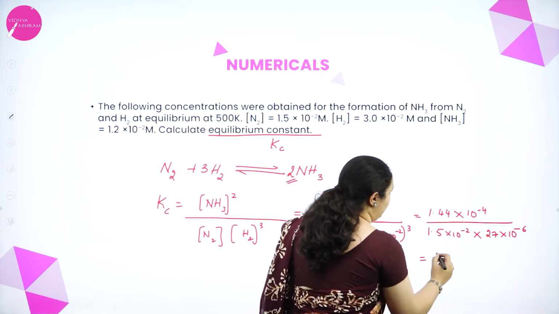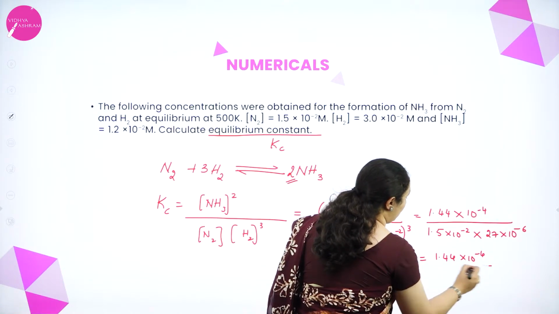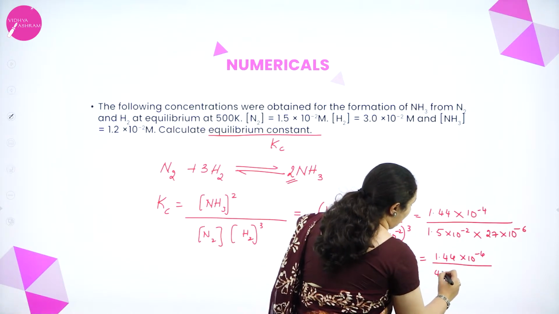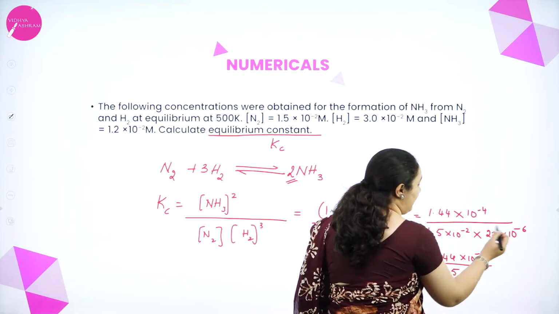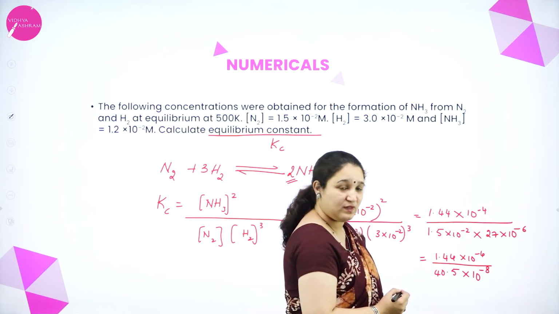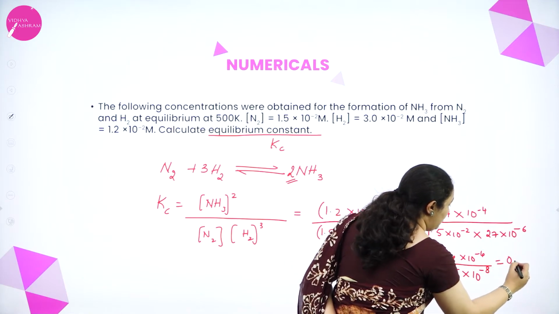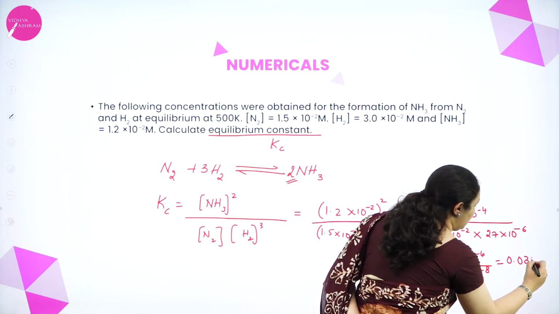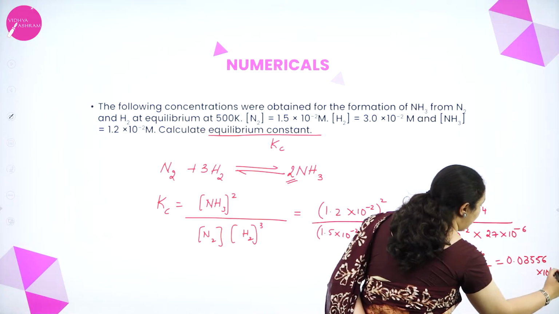So this will be 1.44 into 10 to the power minus 4 divided by 40.5 into 10 to the power minus 6, and minus 2 adding it is minus 8. Correct? So this will become 0.03556 into 10 to the power 4.